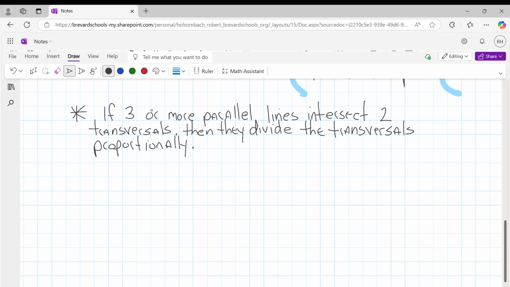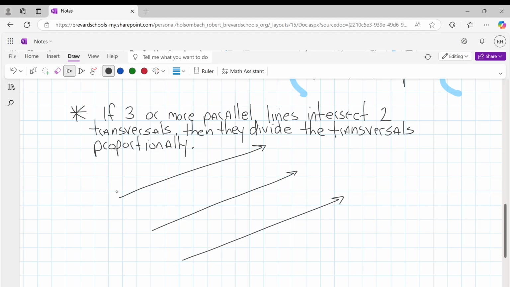Three or more parallel lines. If 3 or more parallel lines intersect two transversals, then they divide the transversals proportionally. So basically, we want to take 3 lines and if they have the red arrow on them, then those 3 lines are parallel to each other. So there's the first part of the theorem. 3 or more parallel lines intersect two transversals.